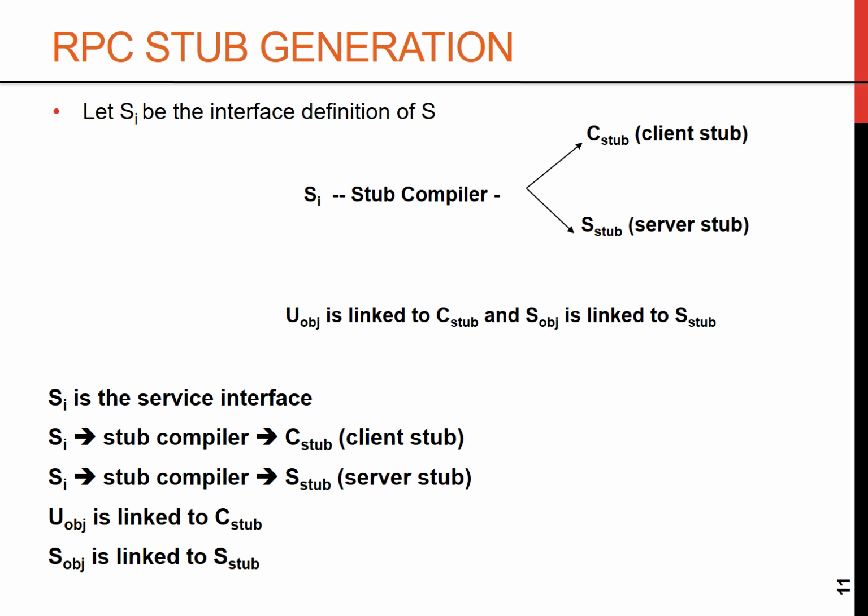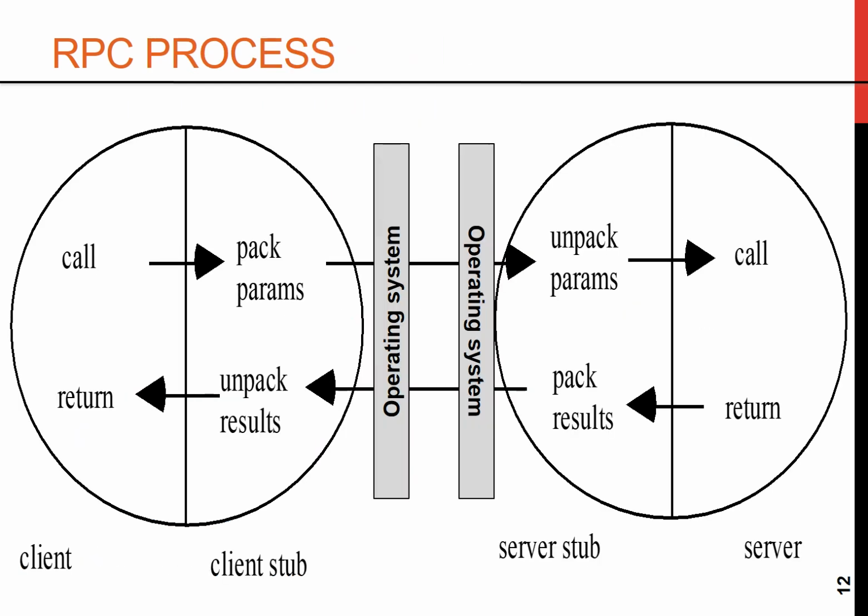So the user object is linked to the client stub, allowing it to send requests to the server, and the server stub is linked to the service. The server object is linked to the server stub, enabling it to receive requests and respond accordingly. So this setup abstracts network communication details, making remote calls appear like local calls by generating the required stubs based on a defined interface. So now that we've seen how stubs are generated and used, here's an overview of the full RPC process within the middleware.